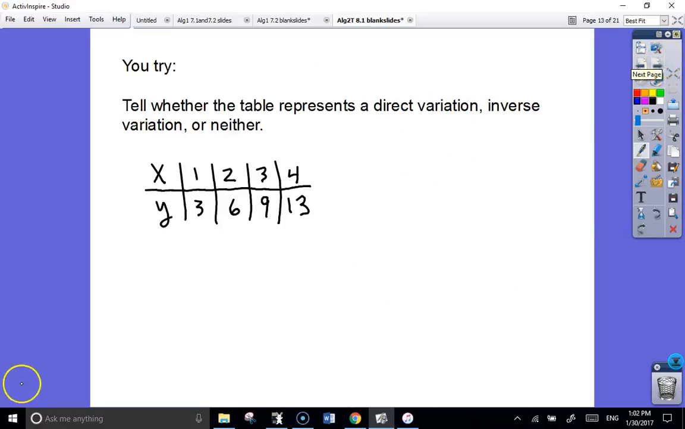Okay, do that one. How many said direct? Inverse? Neither? It's a neither, right? It's tempting because it looks like y over x is constant until you get to the last one. In this case it's 3, 3, 3, and 3.25. So they're actually not constant. So this is a neither.